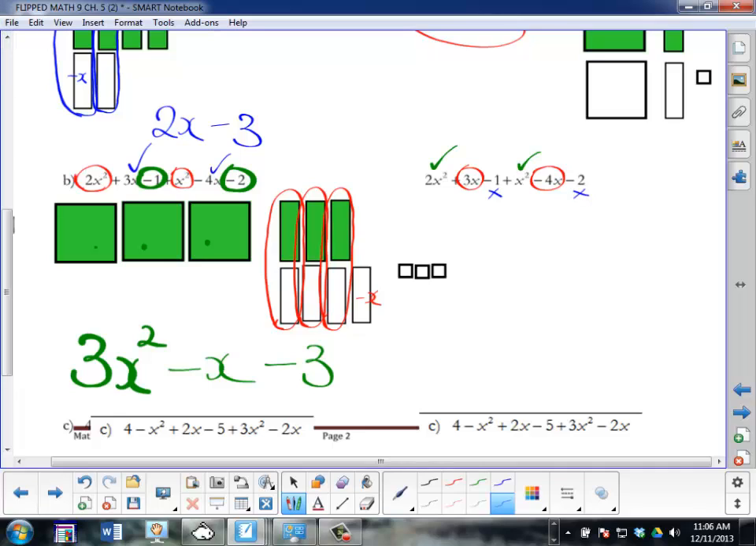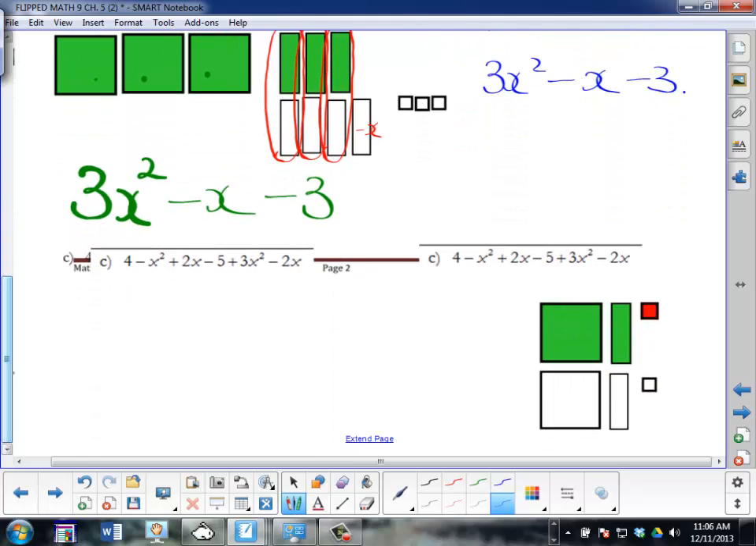So the 2x squared and the 1x squared, these two here become 2 plus 1, our 3x squared. The 3x minus the 4x, 3 minus 4 gives us a minus 1x, or simply minus x. And then we've got minus 1 and minus 2, which gives us minus 3. Right, why don't you go through and have a look at C, and I'm going to pause the tape here while you take a few minutes to go through and do that one.